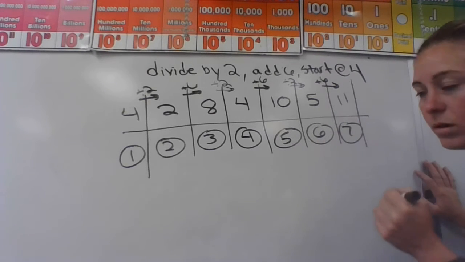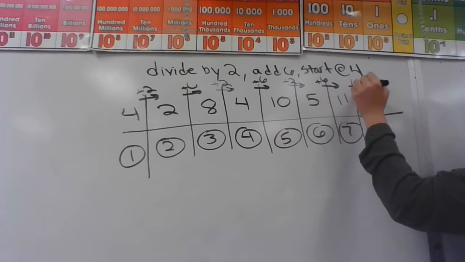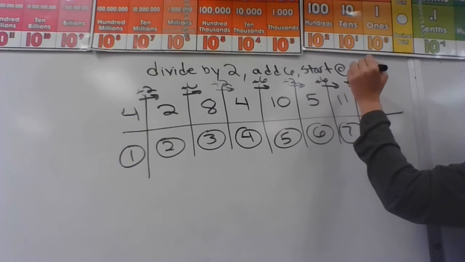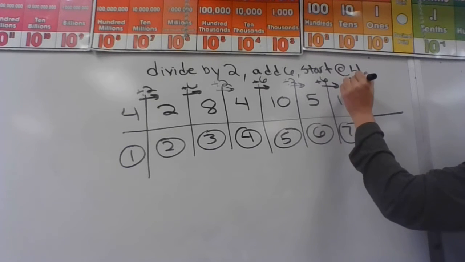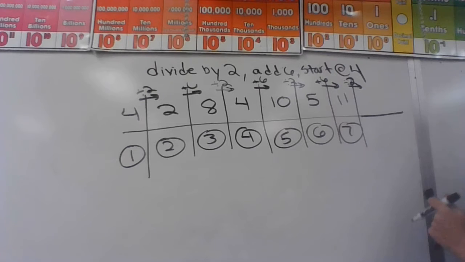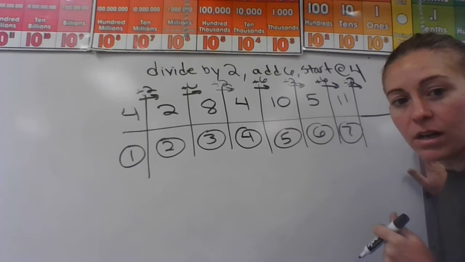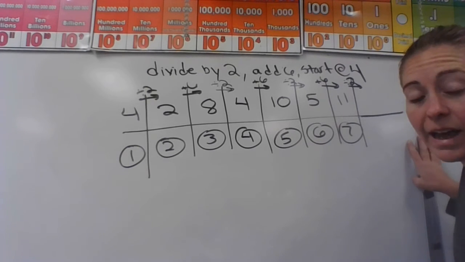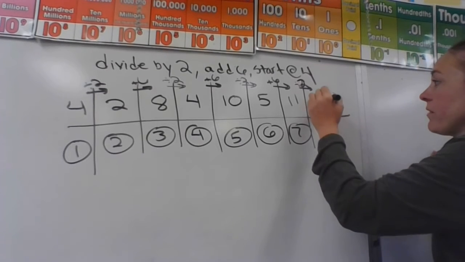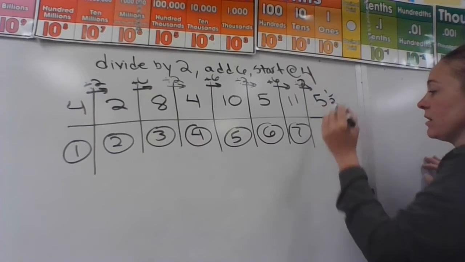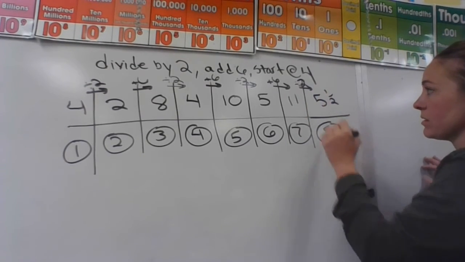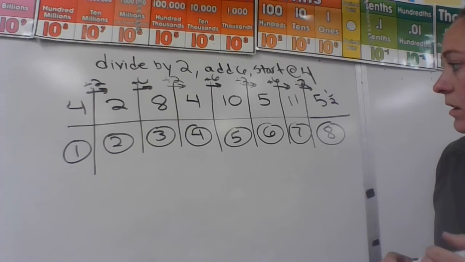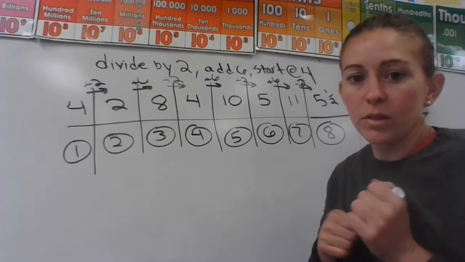And we'll go one more. And then divide by 2. 11 divided by 2, ooh, we're getting into halves now. 11 divided by 2 is 5 1/2. So we'll put 5 1/2. This one's going to start getting tricky if we were to keep going with this one. So that's one that you get.